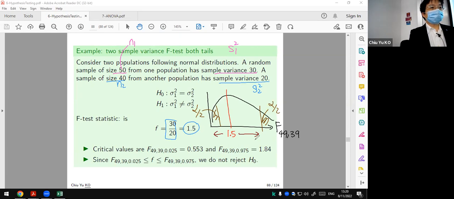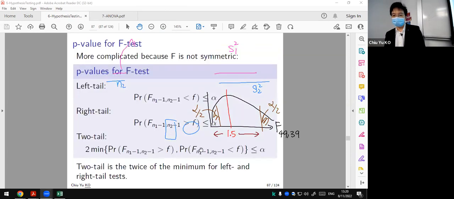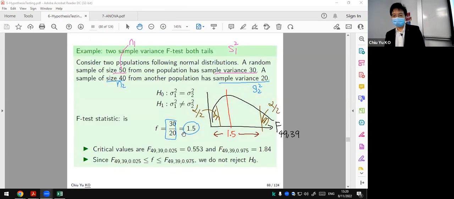Because if you take the larger one and multiply by 2, then you get more than 1, because the left-hand side or right-hand side is up to 1. So you just pick the one that's smaller and multiply by 2. That is what I had in the previous slide when you do the p-value. You just pick the smaller one and then multiply by 2. So how can we do this here?